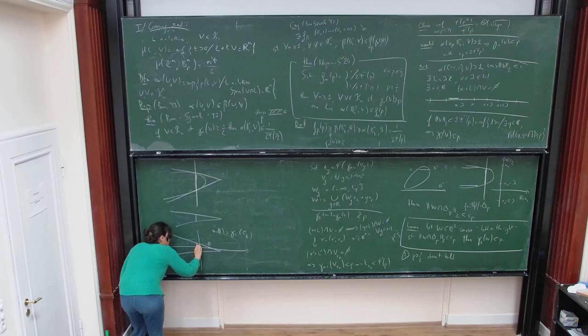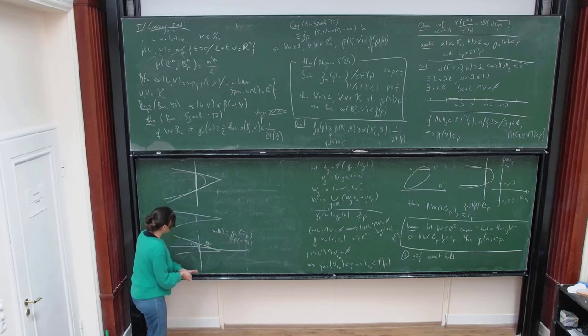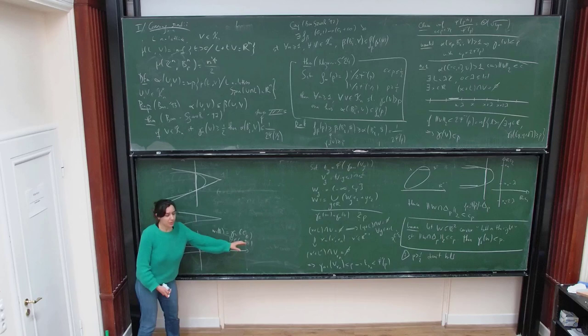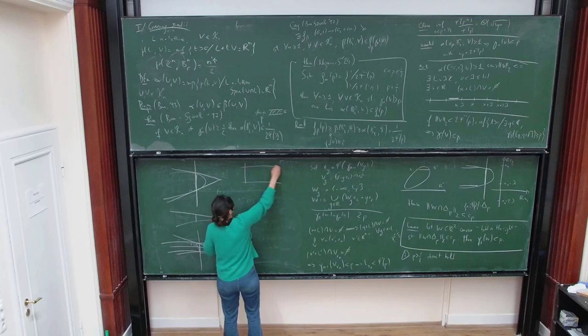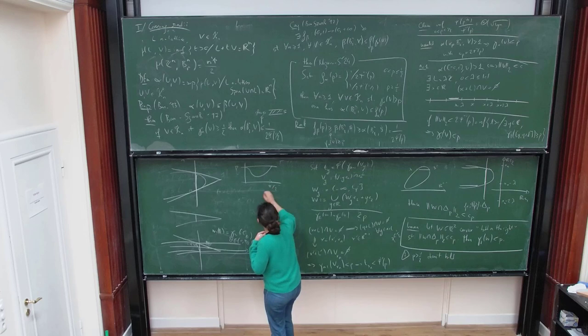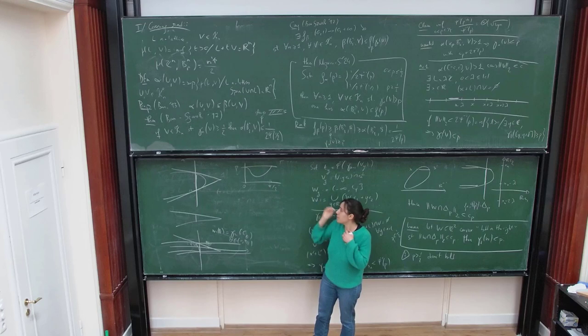So when theta approaches pi over 2, you approach this half line. When theta approaches 0, you approach the symmetric slab, which has measure p. And m of theta looks like this. So it's strictly less than p if you're between 0 and pi over 2.